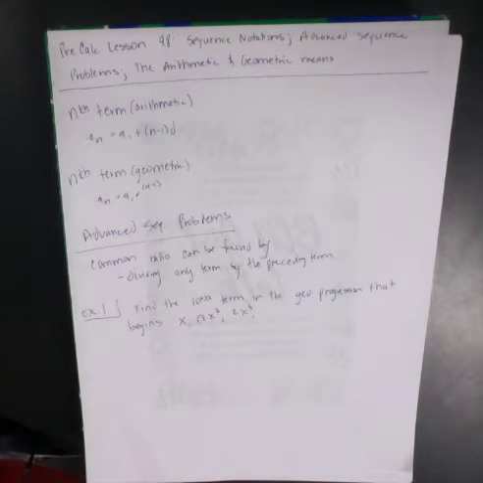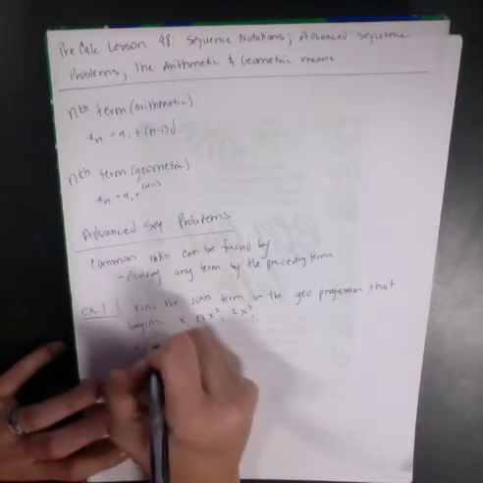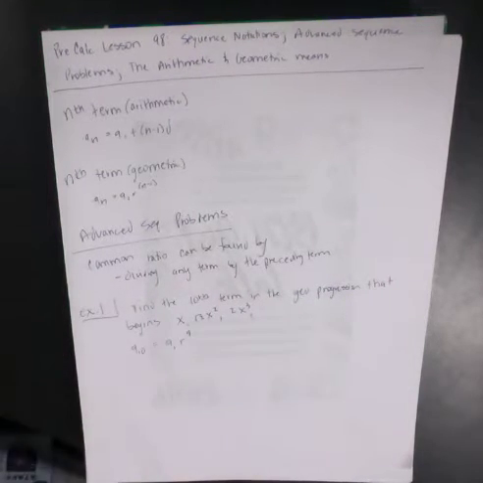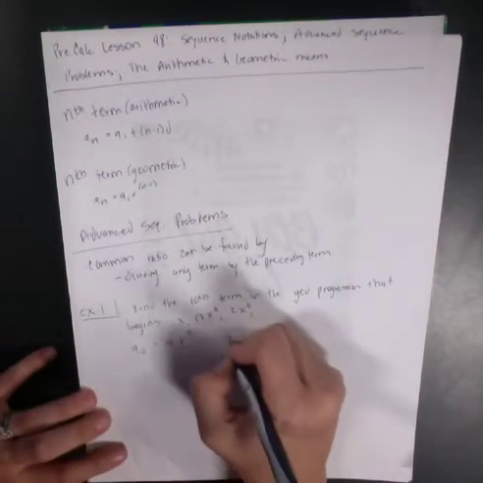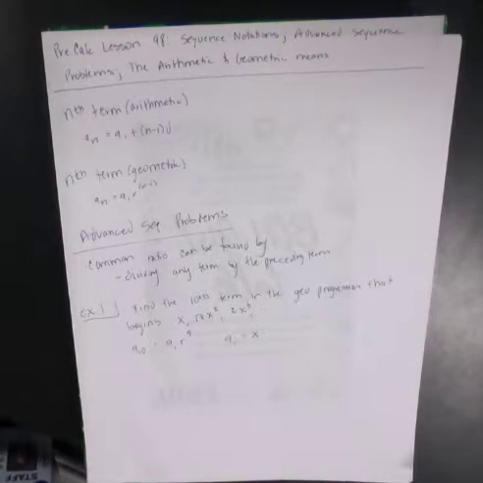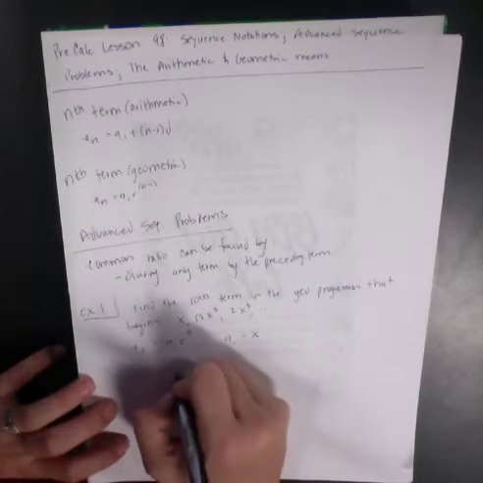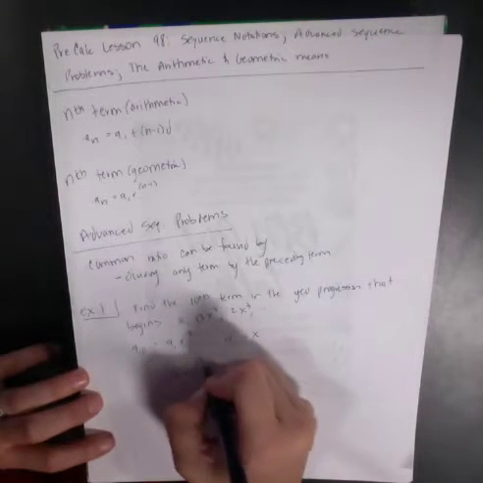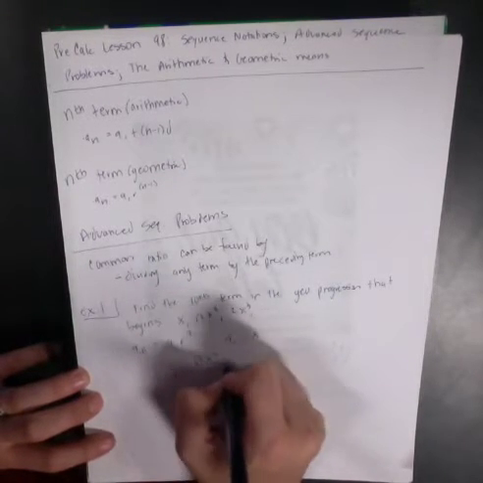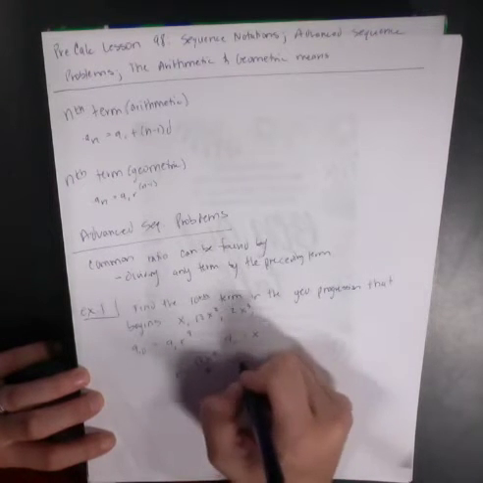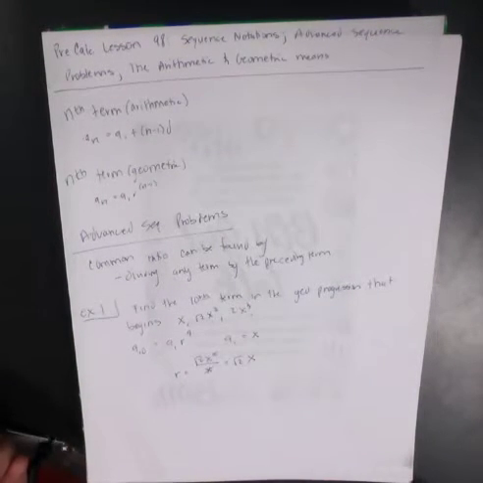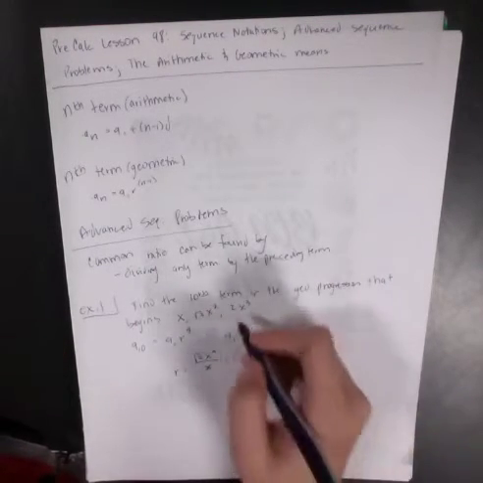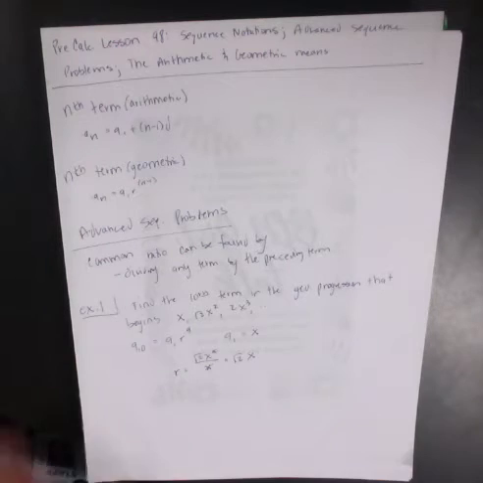Now, we know that the 10th term, a sub 10, will be a sub 1 times r to the n minus 1, which will be 9. We know a1 is x. Okay, we need to find r. You can take any term and divide it by the preceding term. So root 2 x squared over x. One of these cancels, gives me root 2 x. Okay, now this is my r. I'm going to show you that it's true for my next one.